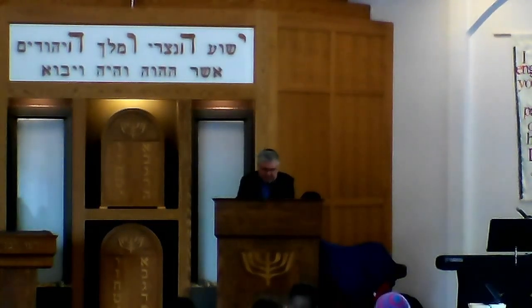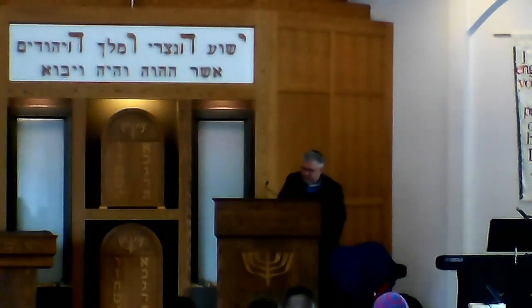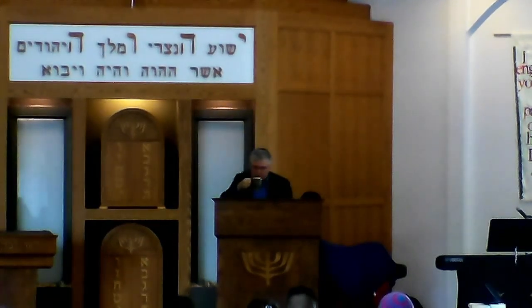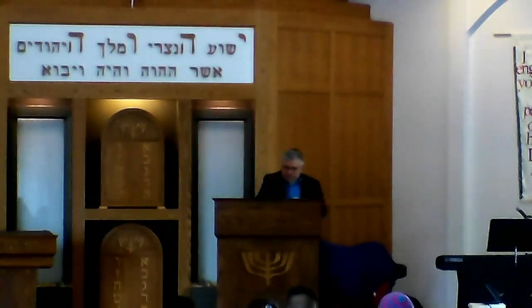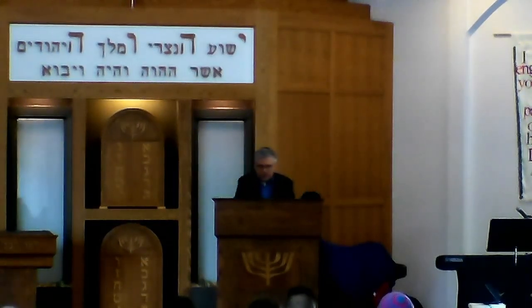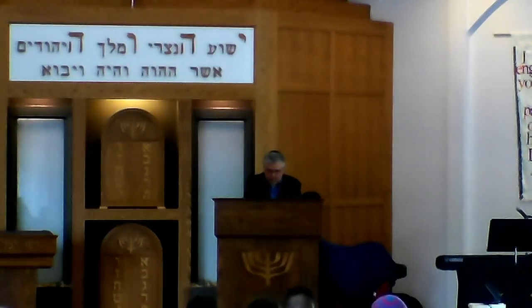Paul continues in 1 Corinthians 9:19 through 23. For though I am free from all men, I have made myself a servant to all, that I might win the more. And to the Jews I became as a Jew, that I might win Jews. To those under the law, as under the law, that I might win those who are under the law. To those who are without law, as without law, not being without law towards God, but under law towards Messiah, that I might win those who are without law. To the weak I became weak, that I might win the weak. I have become all things to all men, that I might by all means save some. Now this I do for the gospel's sake, that I may be partaker of it with you.